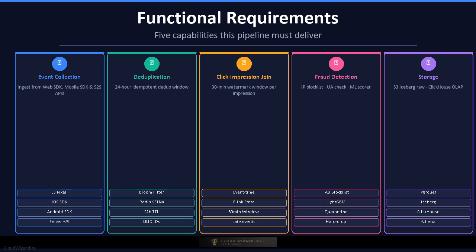Fourth is fraud detection. The system must filter bot traffic using 3 mechanisms: an IP blacklist, a user agent pattern check, and a click rate anomaly detector that flags inhuman click velocities. And fifth is storage. Raw events go to S3 in Apache Iceberg format for long-term archival, while aggregated data goes to ClickHouse for sub-3-second reporting queries.